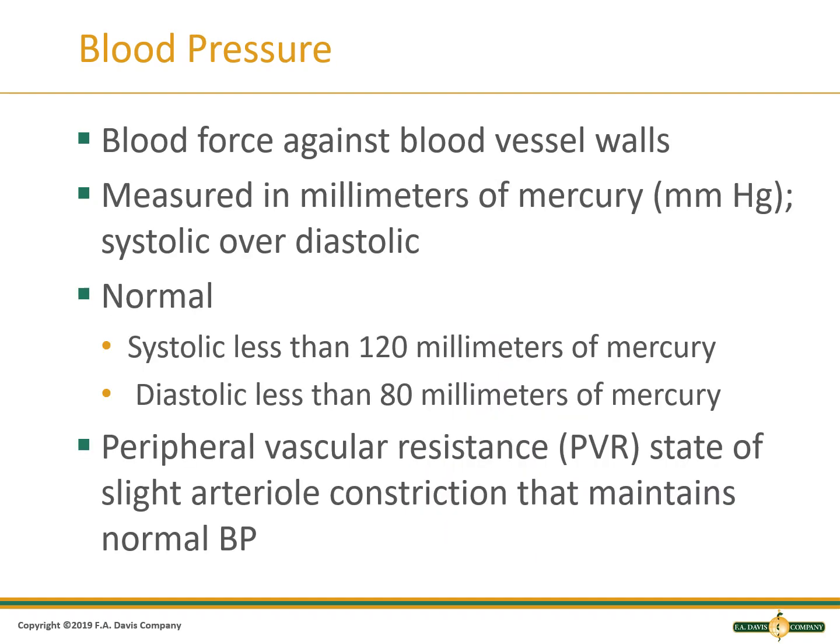Blood pressure. When we talk about blood pressure, that is the force against the walls of blood vessels, and it's measured in millimeters of mercury, specified as systolic over diastolic. Normal average systemic arterial pressure runs around 120 over 80 millimeters of mercury.